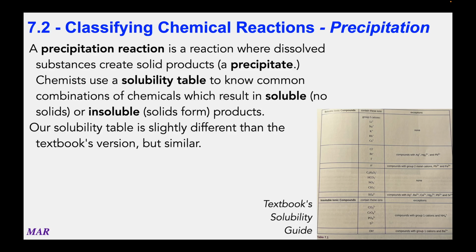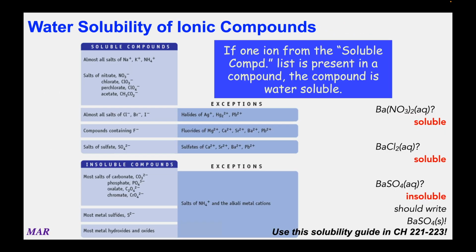Now, the textbook uses a solubility table that looks like the one there in the picture, and that's fine. It's okay. However, I would like you to use a different version, and I'll show that to you here in just a second. For Chemistry 221 through Chemistry 223, this is the solubility table I'd like you to use. And it's not too difficult to figure out if you just spend a little bit of time on it.